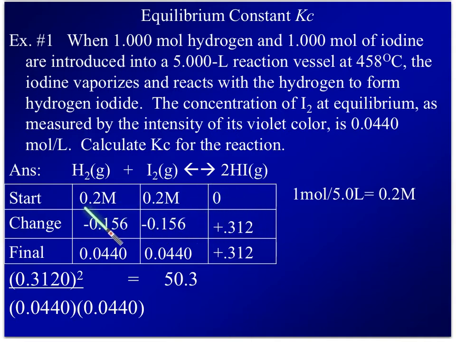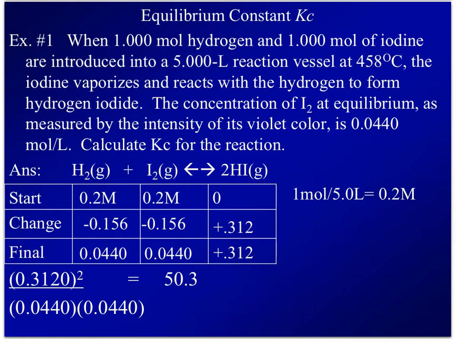So whenever you do equilibrium, we want to do a start, change, and final table. So we just filled out our starting concentrations. Now, the next one, we have a final value. We are given that in the problem. Final value of iodine is 0.0440. So we're going to put that in here. If we know the final value of iodine, then hydrogen has to be exactly the same. They combine. Anytime you use one iodine, you also have to use one hydrogen.